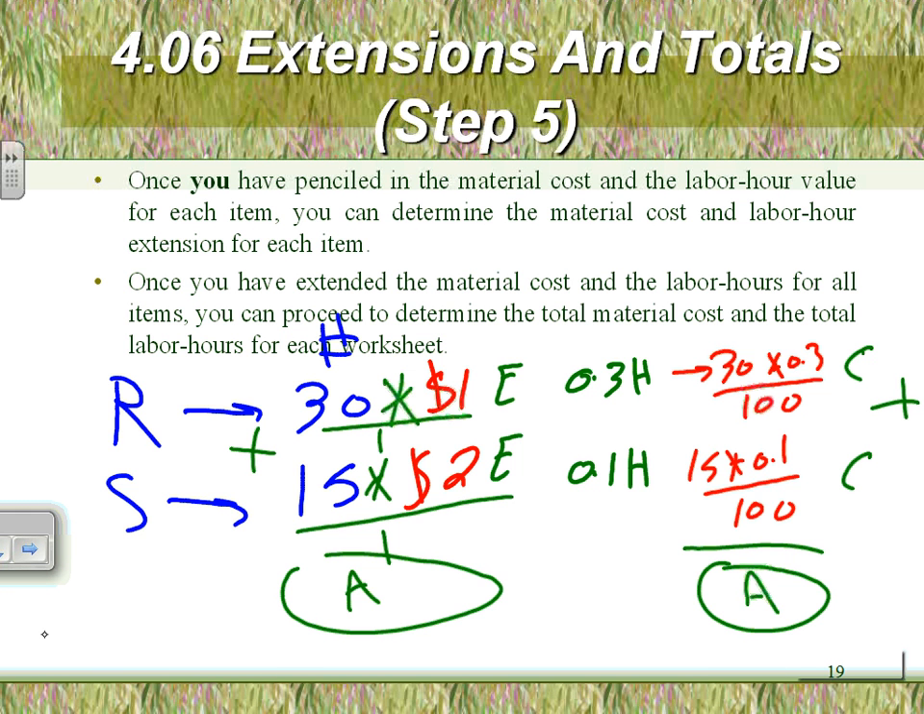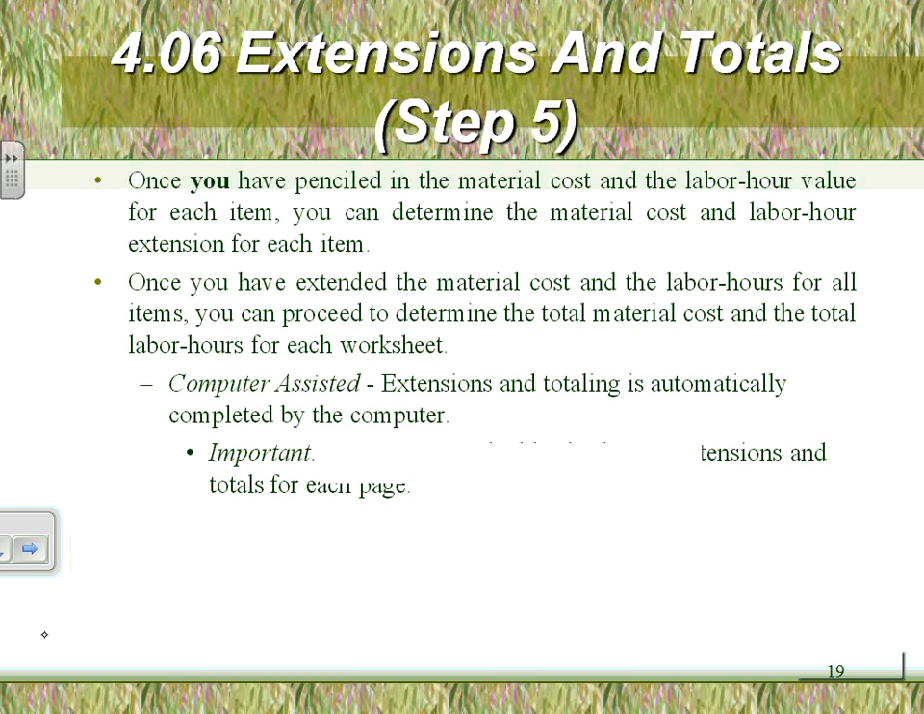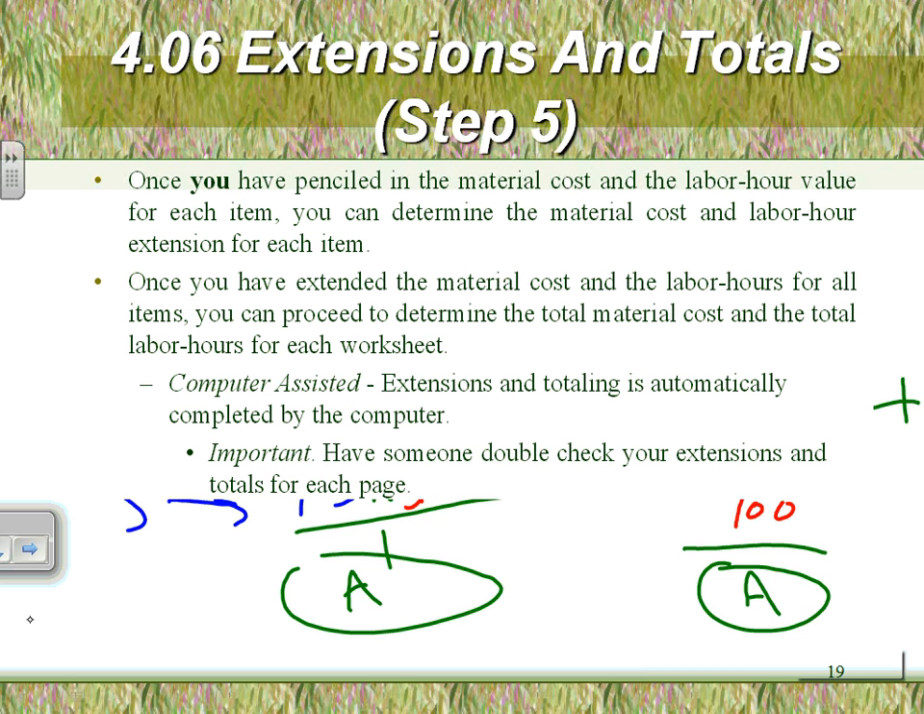If you have a computer, do you have to do that by hand or an Excel sheet? No. The Excel sheet that we have, guys, is going to do all this stuff for you. Any question? That's it. That's what this chapter is all about.